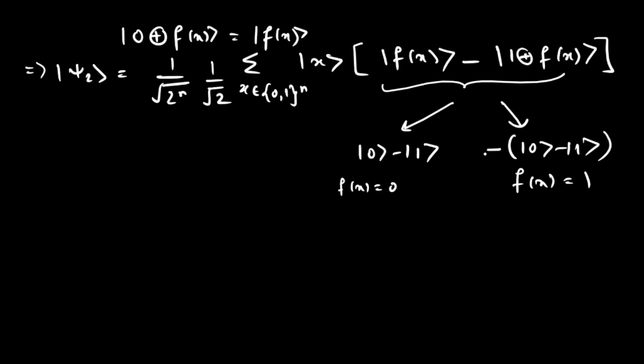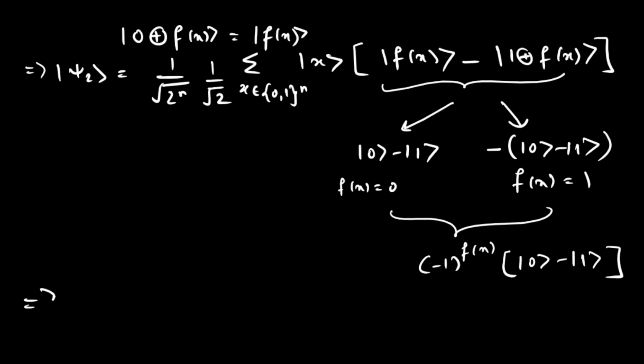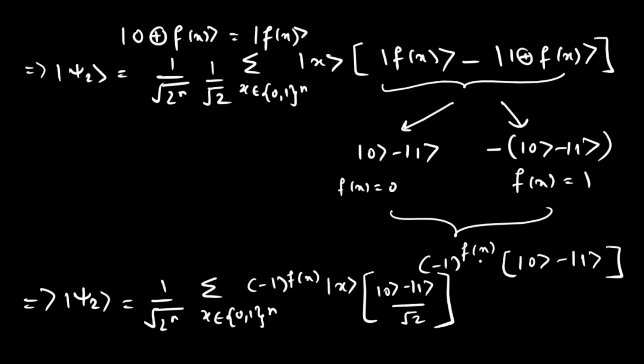So instead of writing these two states for two conditions, we can simplify this as minus 1 raised to f of x into 0 minus 1, which implies our psi 2 can be written as, taking the value of this whole function state, we get this expression for psi 2, where I have taken 1 by root 2 inside this state, which is our minus state.